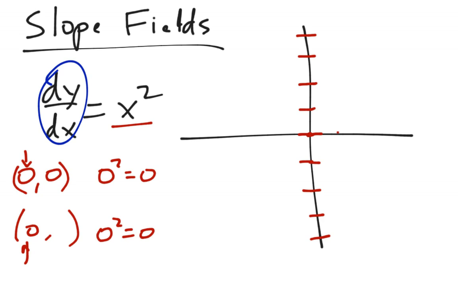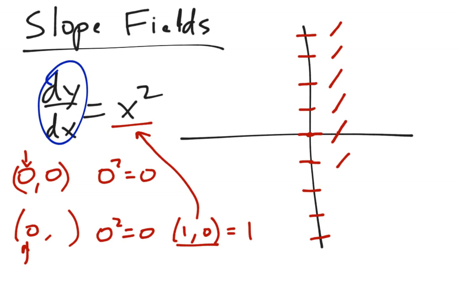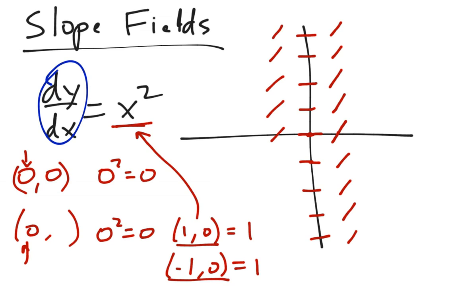Let's see what happens if I'm not on the y-axis. Let's say I'm at the point (1, 0). To find the slope, I plug my point into my equation. 1 squared is 1, so my slope is 1, and I draw a little line with a slope of 1. That's going to be true for any point with an x value of 1. It's also true if my x value is negative 1, because plugging negative 1 into x squared gives positive 1 as well. So on the other side, at x equals negative 1, I have slopes of positive 1 like this.